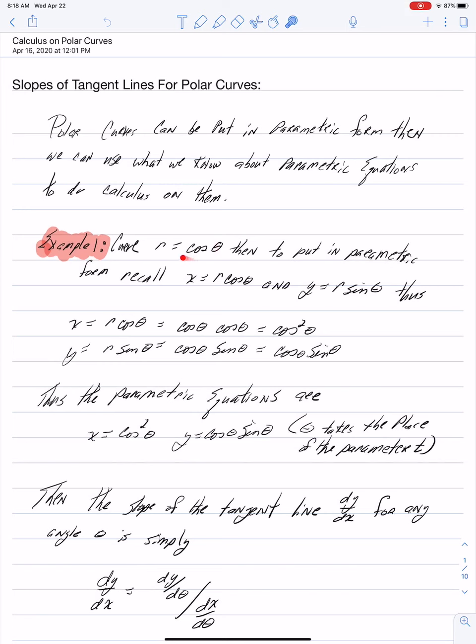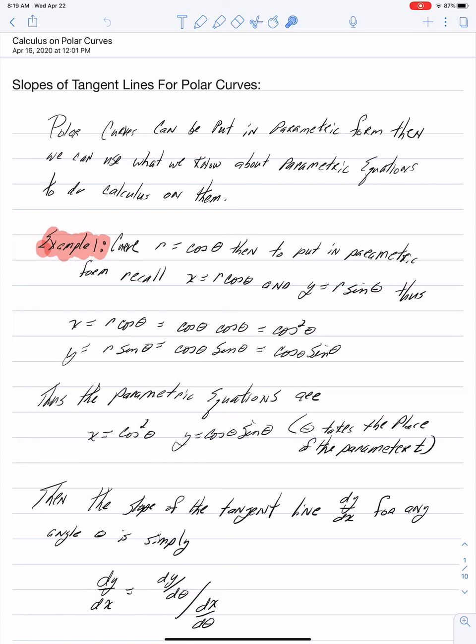Suppose you have a curve, r is cosine theta. Then to put it in parametric form, all you have to recall is that x is r cosine theta, and y is r sine theta. But if I'm on the curve r equals cosine theta, then x, which is r cosine theta, is just cosine theta times cosine theta, or cosine squared theta. Y, which is r sine theta, is just cosine theta times sine theta.